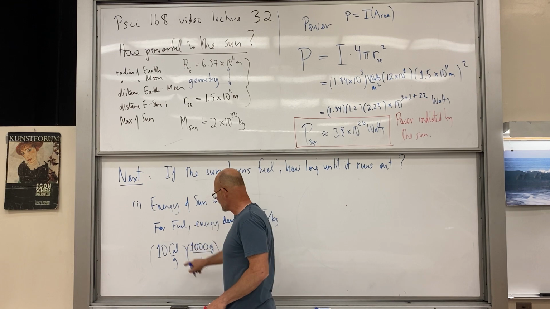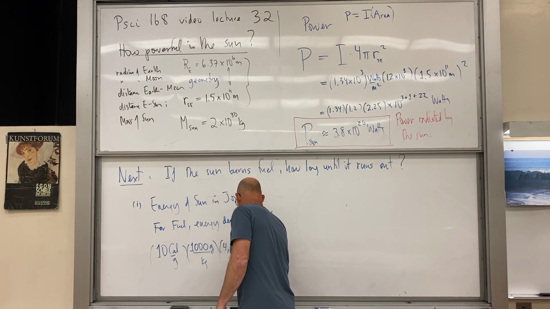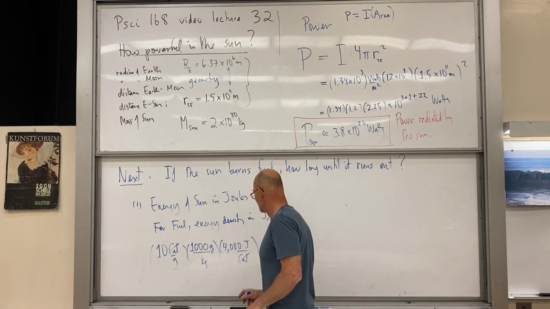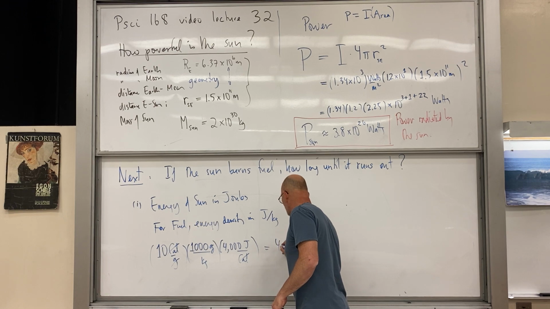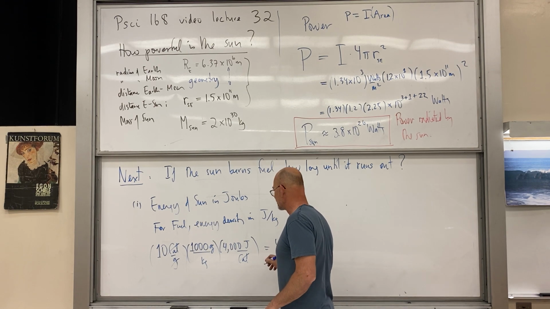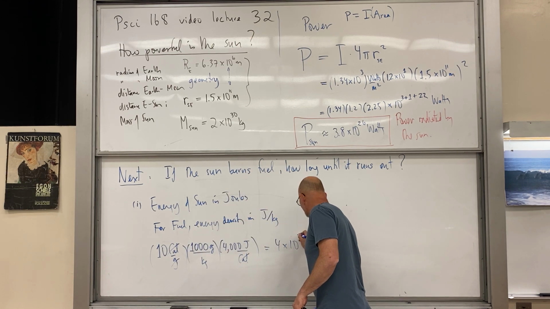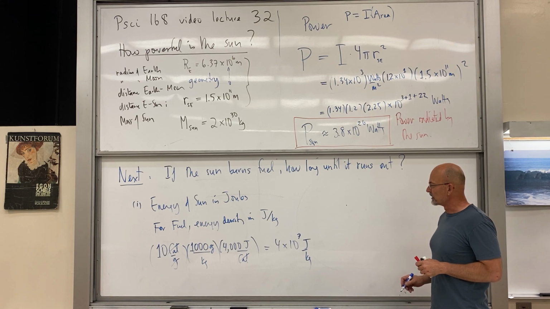But then we have to do the calories here, and we'll just do 4,000, we'll simplify it, joules per calorie, and then the calories cancel, the grams have canceled, and we can just multiply that out. 4 times 10 to the 1, 2, 3, 4, 5, 6, 7. So 4 times 10 to the 7 joules per kilogram. That's what we're going to take for the energy density.